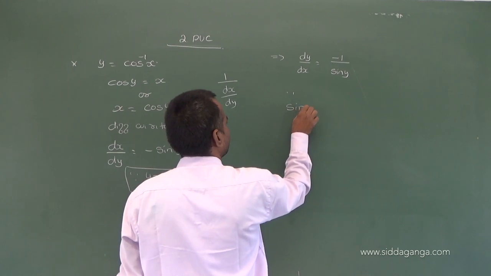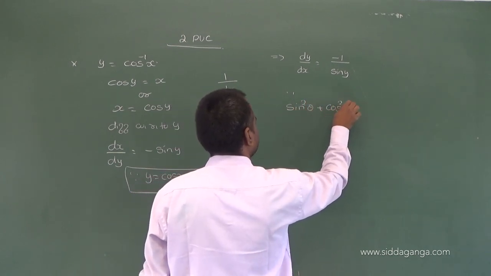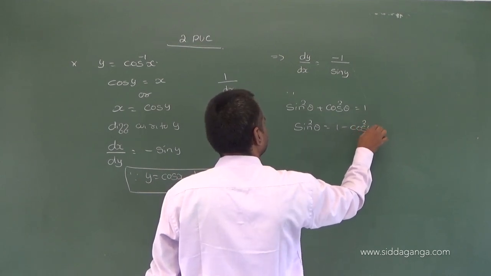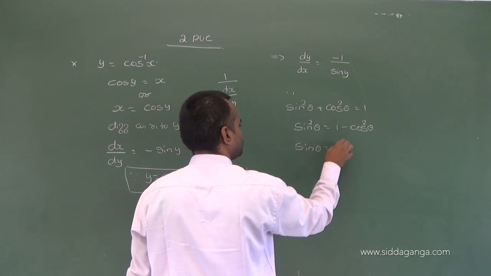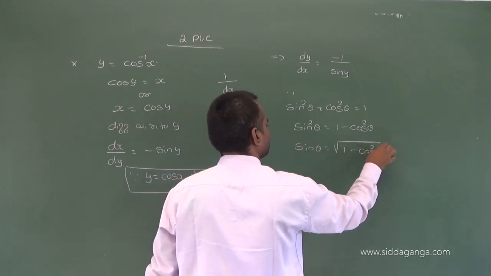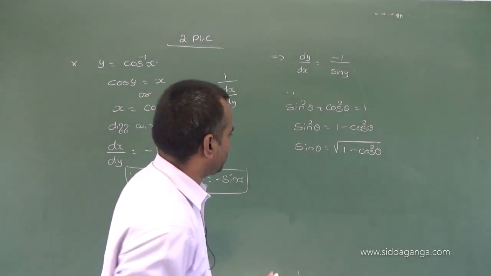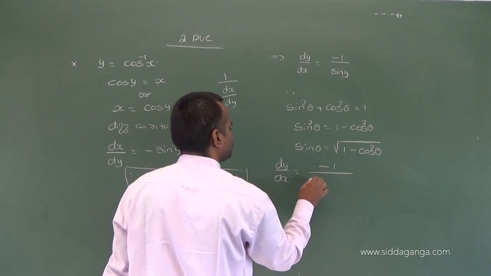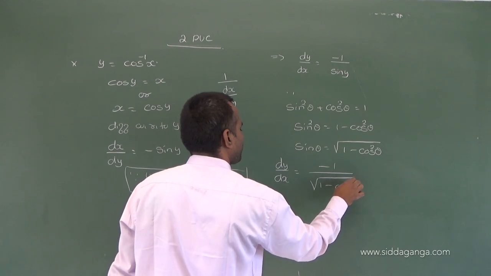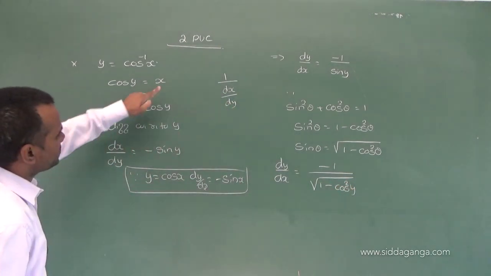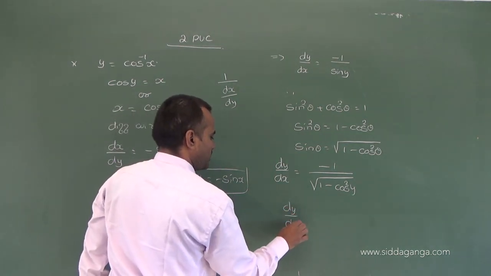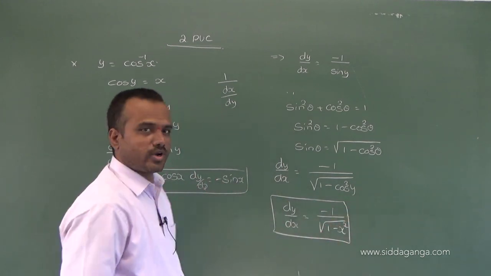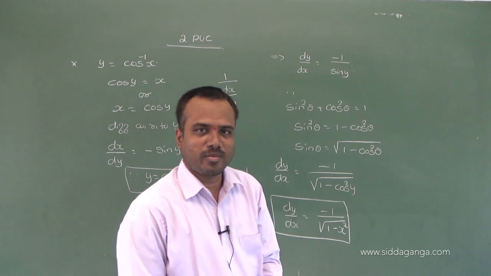Since sin square theta plus cos square theta is equal to 1, sin theta is square root of 1 minus cos square theta. So dy by dx is minus 1 divided by square root of 1 minus cos square y. See, observe here, cos y is nothing but x. Dy by dx is minus 1 divided by square root of 1 minus x square.